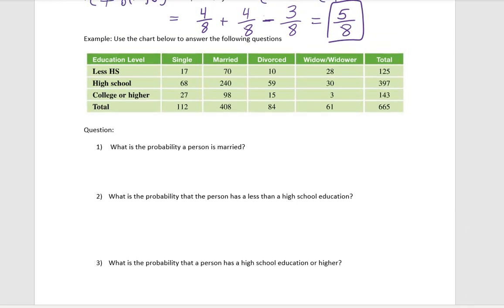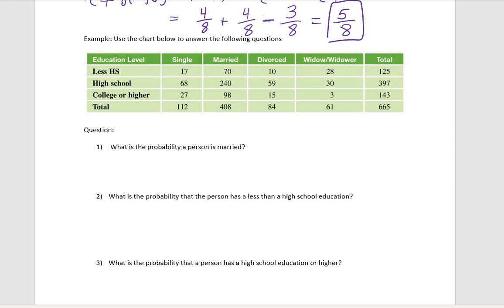Right, so we're looking at this next example. This is a little bit easier to do if you read the question carefully and ignore the formulas that we just looked at. When we look at this, we're looking at somebody's education level as well as their relationship status: single, married, divorced, and widowed.